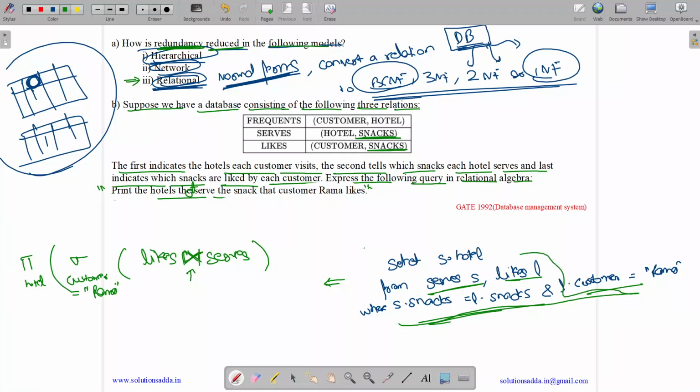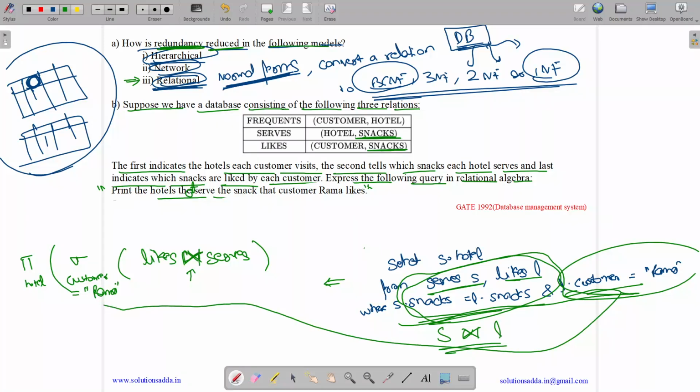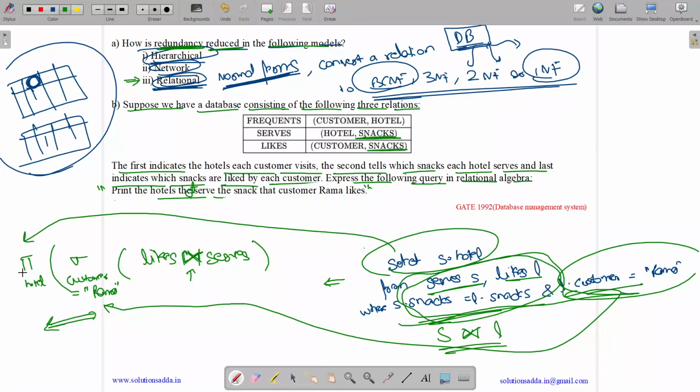So this whole thing is being taken care of by the natural join of serves and likes, and we write this condition in the selection, and we write this select condition in the projection. So this is our answer: pi hotel sigma customer equals Rama likes natural join serves.